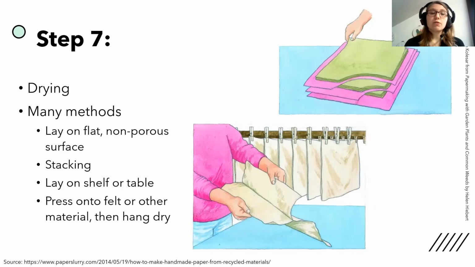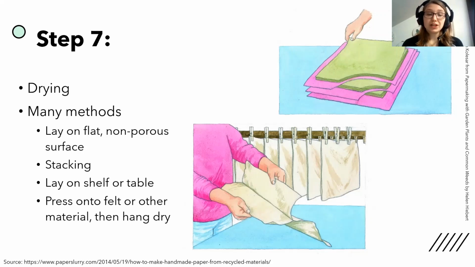The other way you can go about this is by stacking. Similar to how we were talking about pressing it, you can also use a very similar method for drying. You'll put your paper and felt, keep it stacked, and put it under something heavy to let it dry, and that pressure will help keep the pages flat.